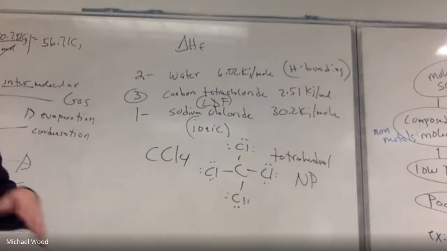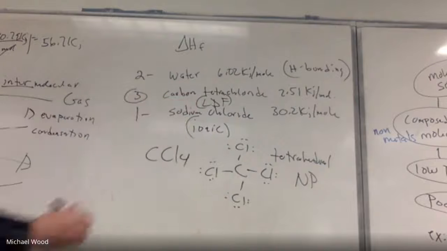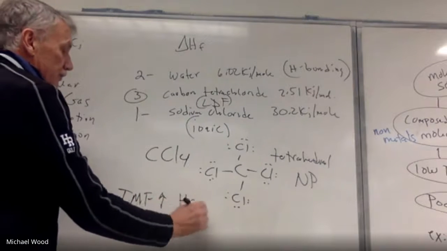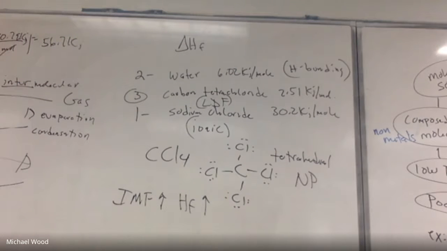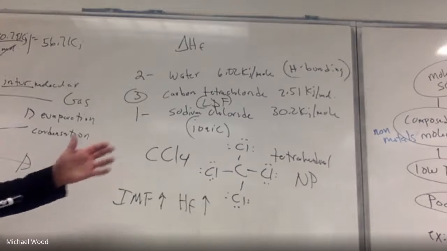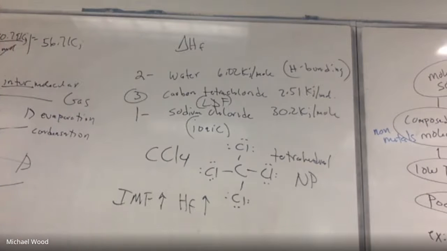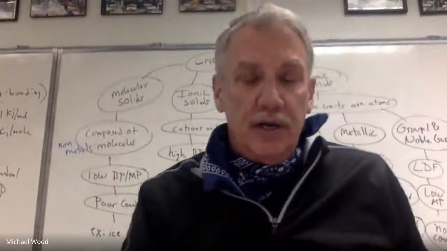So here again in AP Chem, why does sodium chloride have the highest heat of fusion? Because the relationship is that the higher the intermolecular force, the higher the heat of fusion. If you think about it, that makes sense. It takes more energy to take a mole and break those bonds in the heat of fusion. Just like heat of vaporization, it's really the same exact pattern.